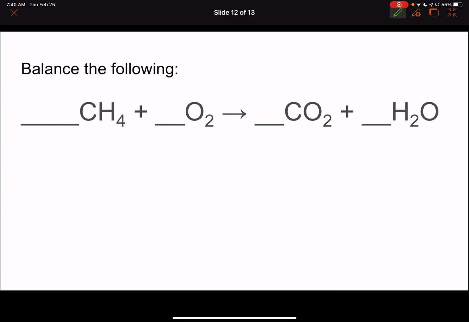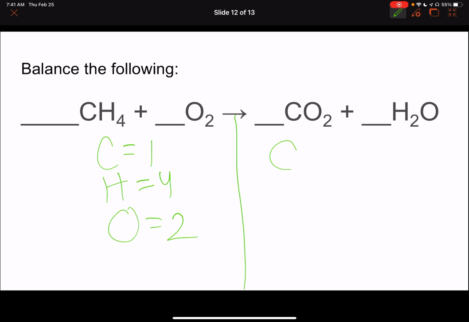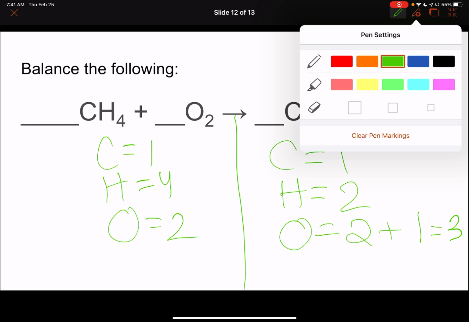Okay, let's balance this one. Now this one's a little bit more complicated because we'll see that O is in 2 positions. So let's make our list first. C equals 1, H equals 4, O equals 2. Then we have C, H, and O on this side. C is 1, H is 2, and then we have 2 plus 1 for our O's, so a total of 3 oxygens.